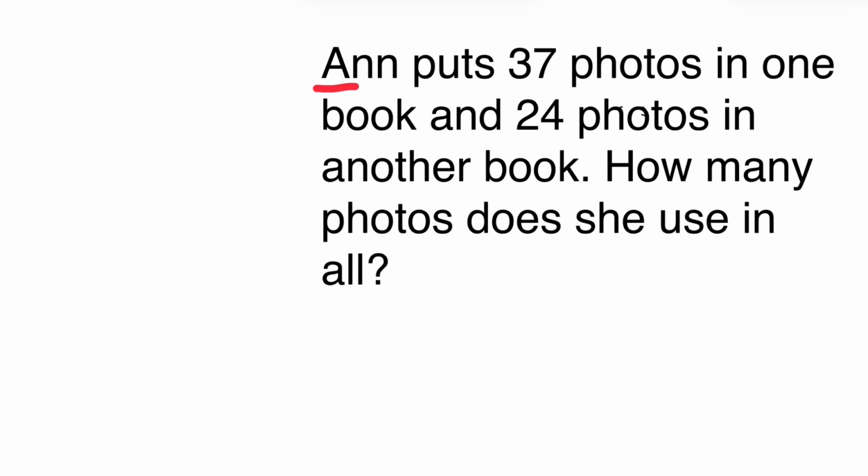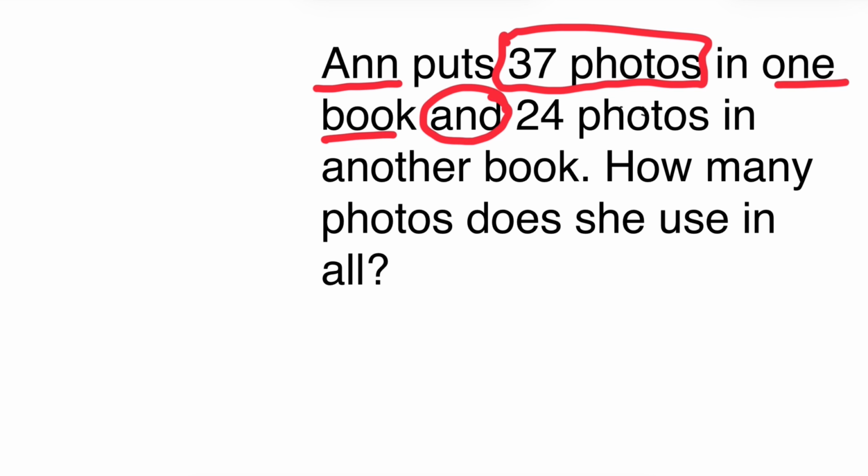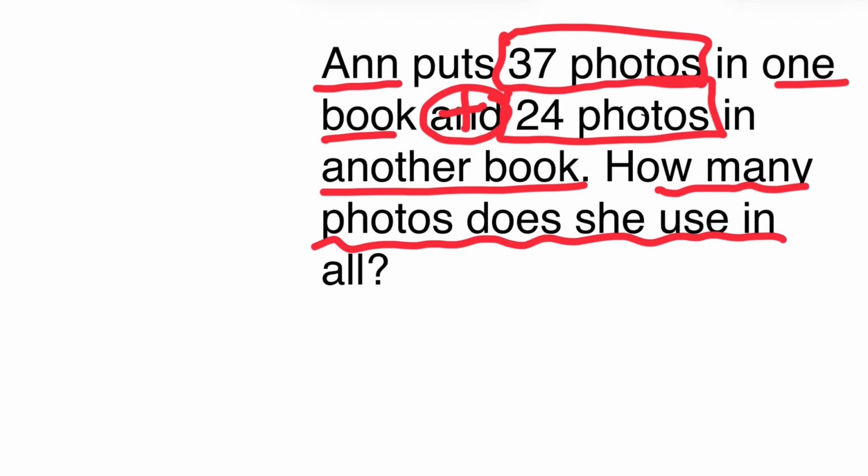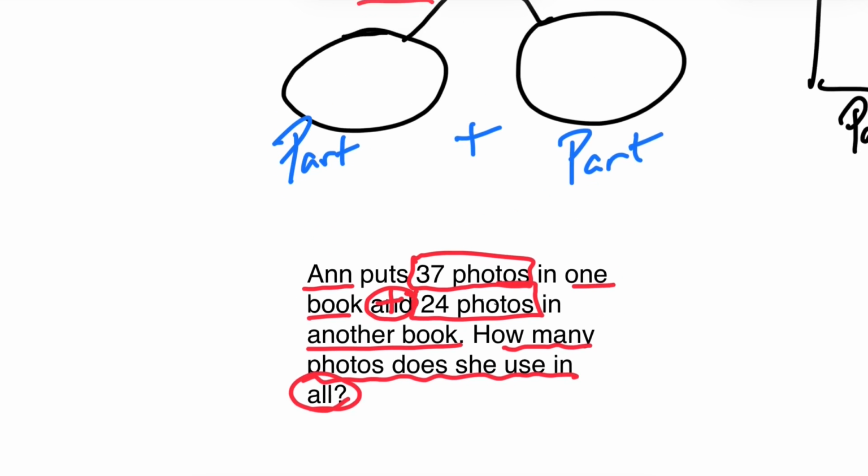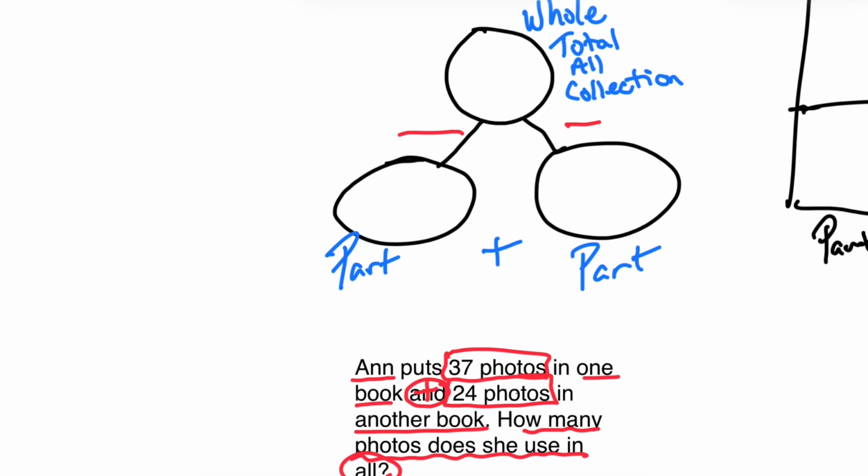But first off, the story is about Anne, and she has 37 photos in one book. And is a keyword. And means that things are being combined, put together. In this case, she has 37 photos in one book, and she has 24 in another book. So she has 2 books. How many photos does she use in all? That's another keyword.